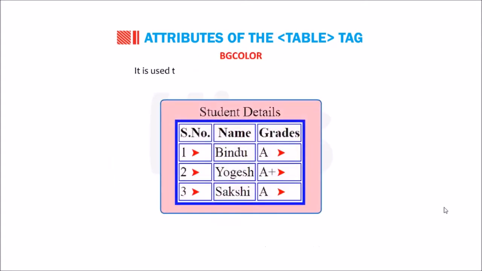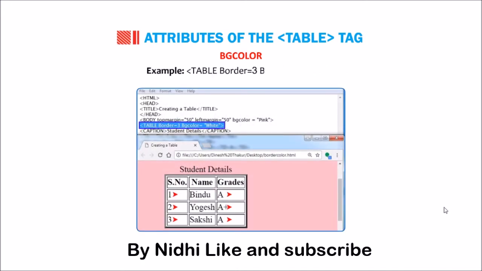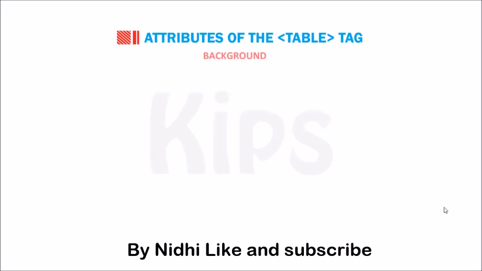Background color. It is used to specify the background color of a table. It can accept a hexadecimal, RGB or predefined color value. Example: table border equals 3, background color equals "white".